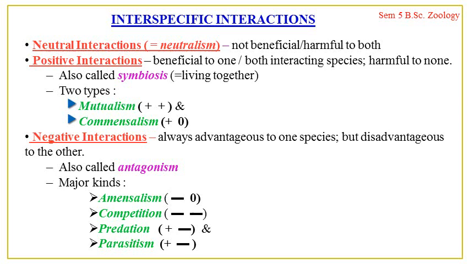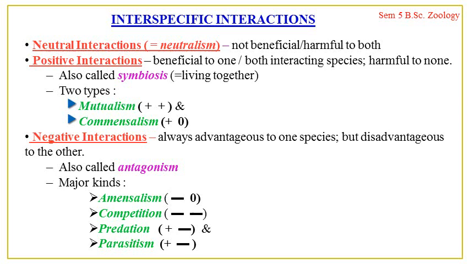Predation and parasitism are the interactions where two species interacting, one is getting benefited and the other is getting harmed. In predation, the two species interacting are referred to as predator and prey. Predator is getting benefit because it is getting the food. Prey is getting harmed because it loses its life. Isn't it? Parasitism, where we have two interacting species, one is known as a parasite and the other is known as a host. The parasite is getting benefited while the host is getting harmed. So these are the main types of interspecific interactions.